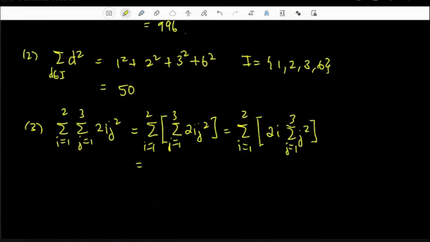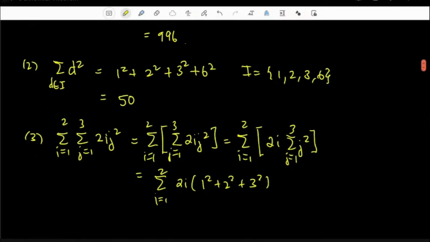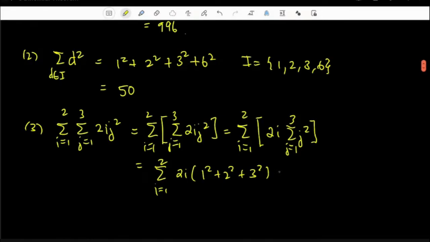So now we can evaluate summation of j squared. So we have summation I equals 1 to 2, 2i quantity. So that starts from 1, so 1 squared plus 2 squared plus 3 squared. If you simplify that, that's 1 plus 4 plus 9, so that's 14. And then we multiply it by 2, so we have a summation of 28i. I is from 1 to 2.